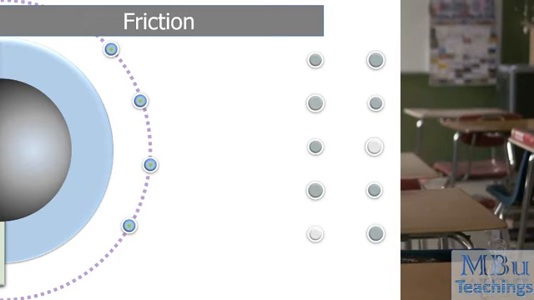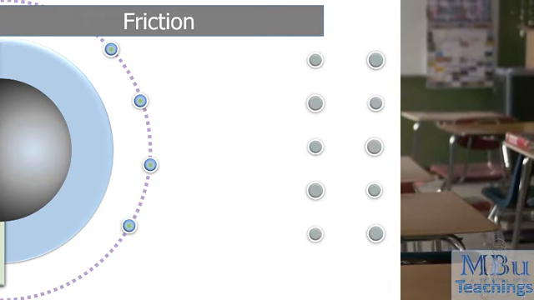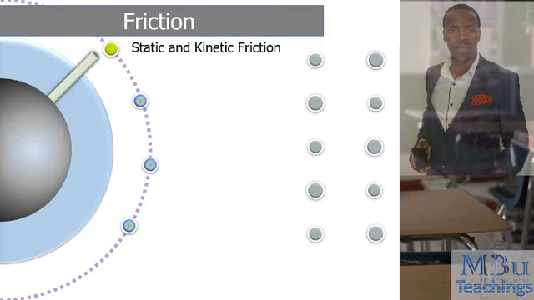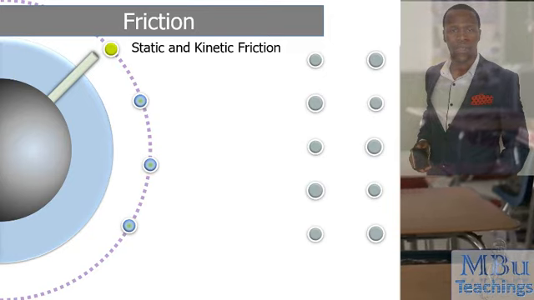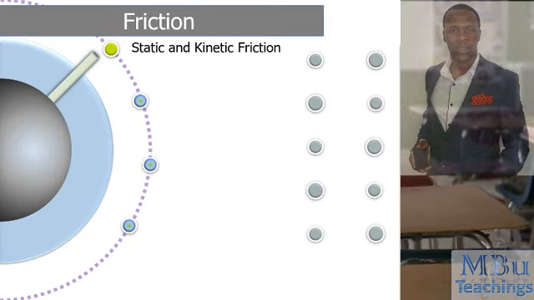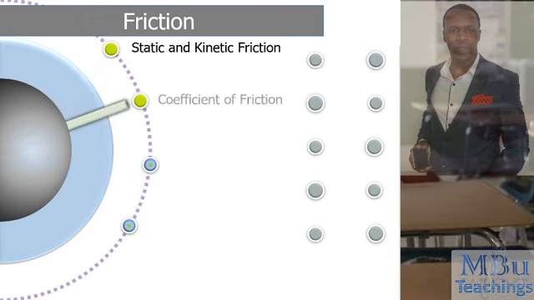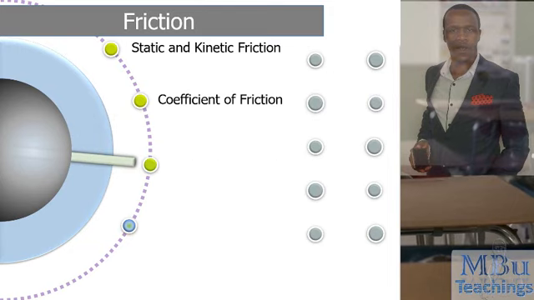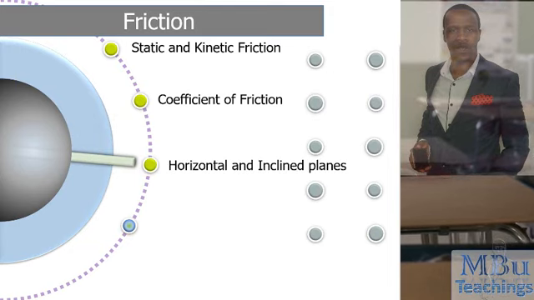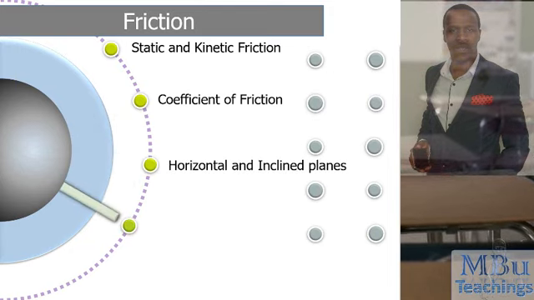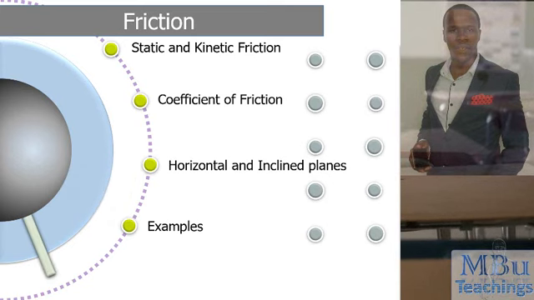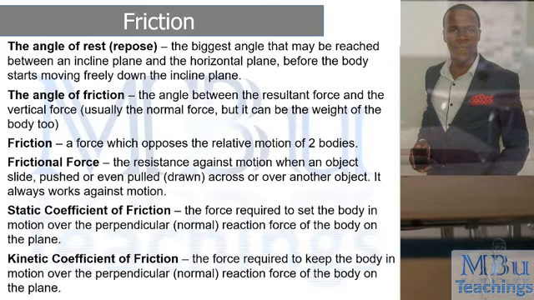Now I'll want us to quickly run through what we'll be talking about today. We will start with static and kinetic friction. Then after that we will go straight to the coefficient of friction, then move to the horizontal planes and inclined planes, and then finally we will do the examples that are in line with this topic.